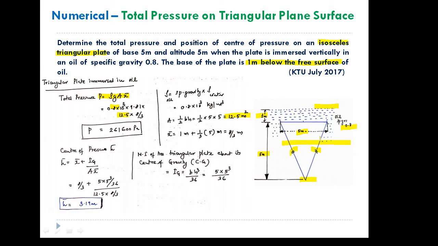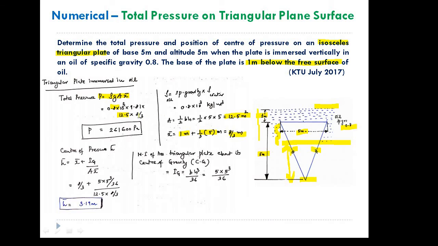Maybe somewhere around here. So if it is a triangle, the center of gravity is 2/3 of the altitude from the apex, or 1/3 from the base. Okay, 1/3 of the altitude from the base. So x bar will be the distance from the free surface of the liquid. So this distance is 1 meter plus 1/3 of the altitude, that is 1/3 of 5. So 1 plus 5/3 will give you 8/3 meters.